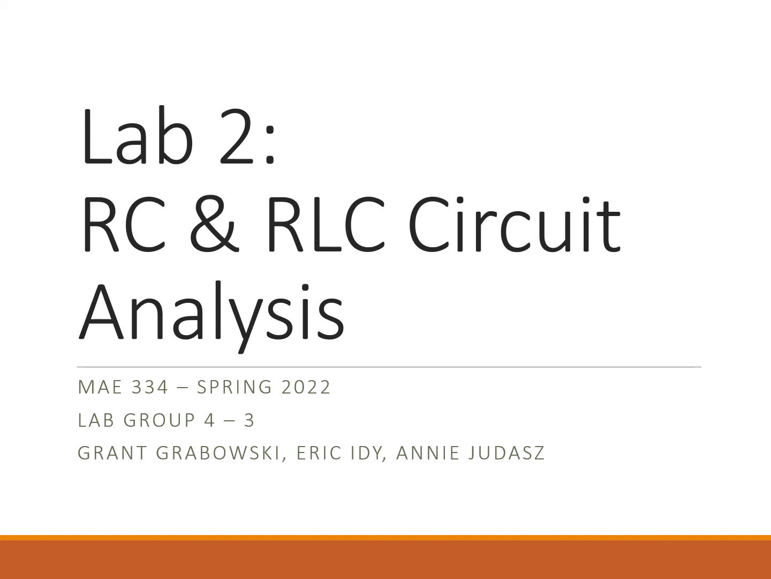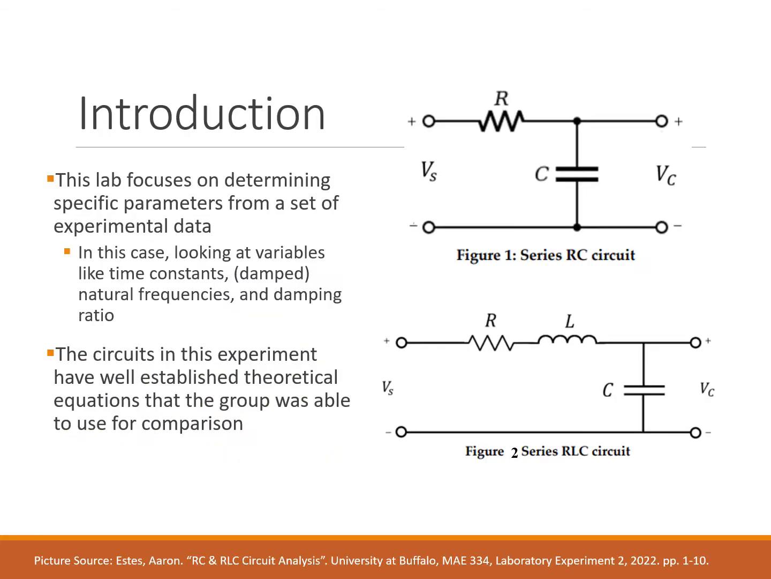Here is Group 4-3's presentation for Lab 2, RC and RLC Circuit Analysis. In this lab, the main focus was determining specific parameters from a set of experimental data obtained from an RC and an RLC circuit. We found time constants, natural frequencies, damped natural frequencies, and the damping ratio. Usage of various theoretical equations allowed us to obtain these values.